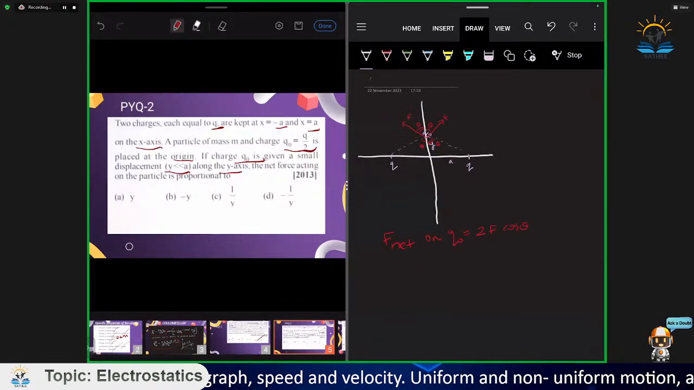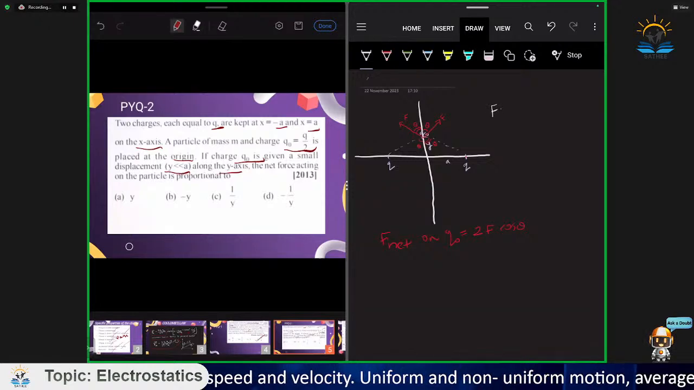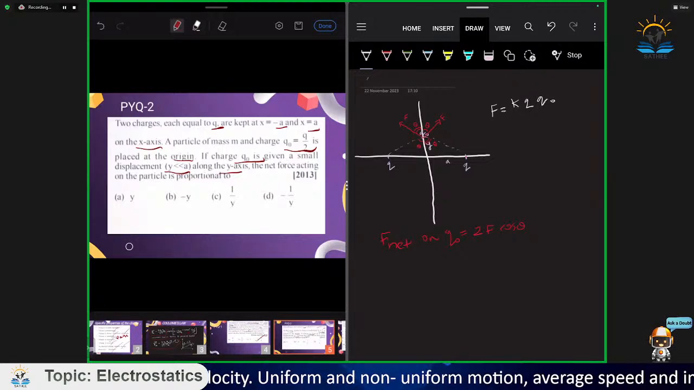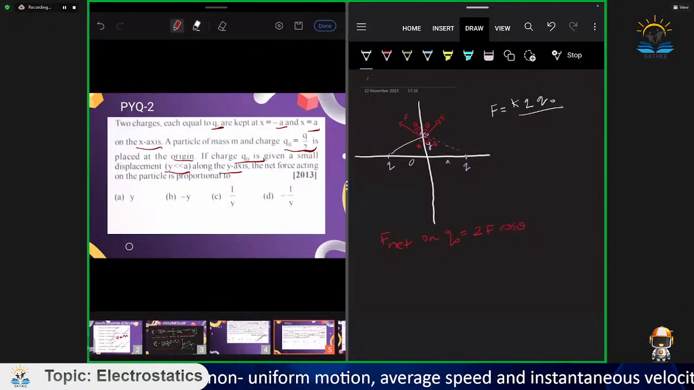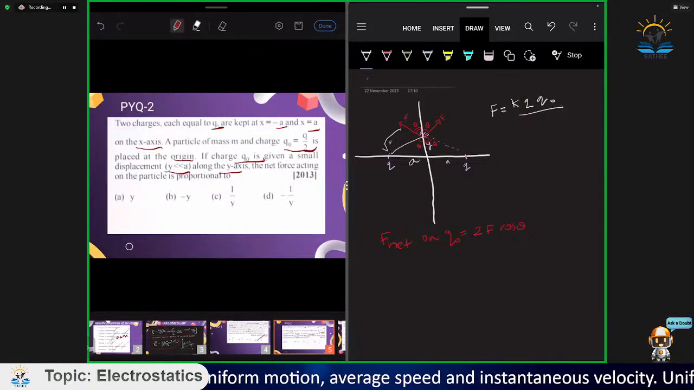And what is F? F will be K Q Q0 divided by the distance from here to here. If this is y and this is a, the distance will be root of a square plus y square.